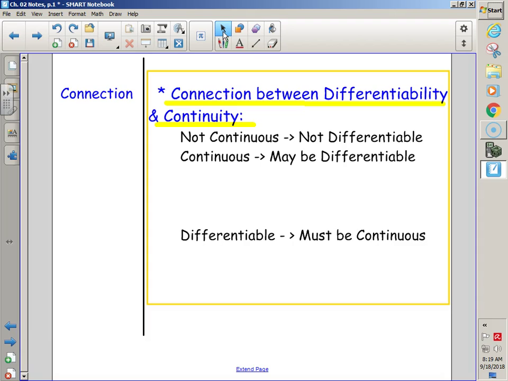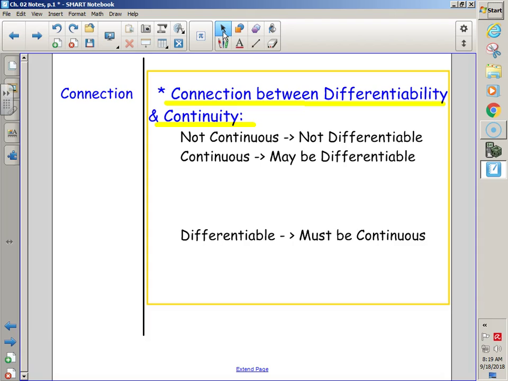F prime of a. Why? Look back in your notes to the very beginning of 2.1. Verbal description of derivative. Why does f prime of a go in the m spot? Because derivative is what? Slope of the tangent line, right? Slope of the tangent line, slope of the graph. And what's that third one in that box?